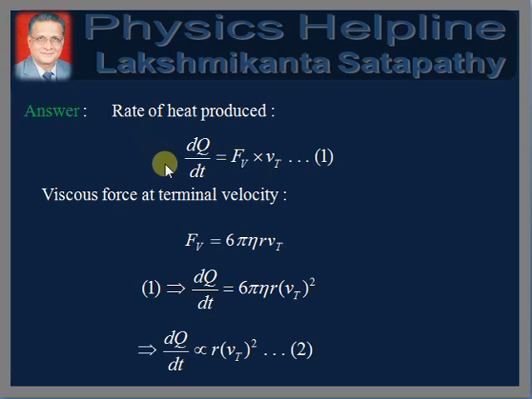Now for the answer. The rate of heat produced dQ/dt will be equal to force multiplied by velocity. So here the force is the viscous force Fv multiplied by the velocity, which is nothing but the terminal velocity of the sphere. The viscous force is given by Fv is equal to 6πηrv. But at terminal velocity, Fv will be equal to 6πηr Vt. Therefore, dQ/dt will be equal to 6πηr Vt into Vt, which gives us Vt squared. Therefore, we get dQ/dt is directly proportional to r Vt whole squared, because other things are constants.